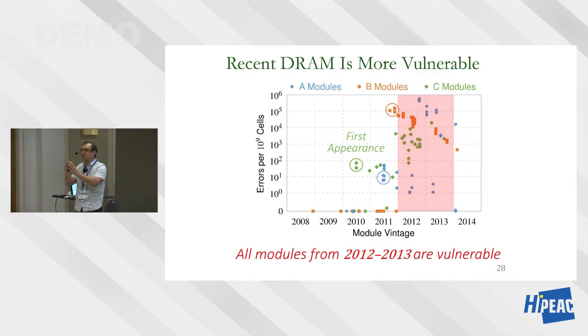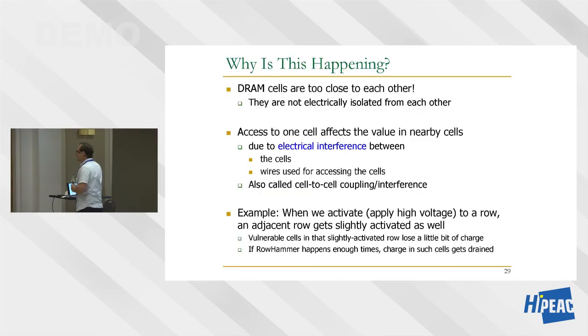As cells become smaller and closer to each other, you could cause a bit flip by doing a small number of activations. And as cells become smaller and smaller, the number of activations you need to induce to cause a bit flip reduces and reduces. So now you can fit the activations within a refresh interval. Okay, so basically let's talk about why this is happening.